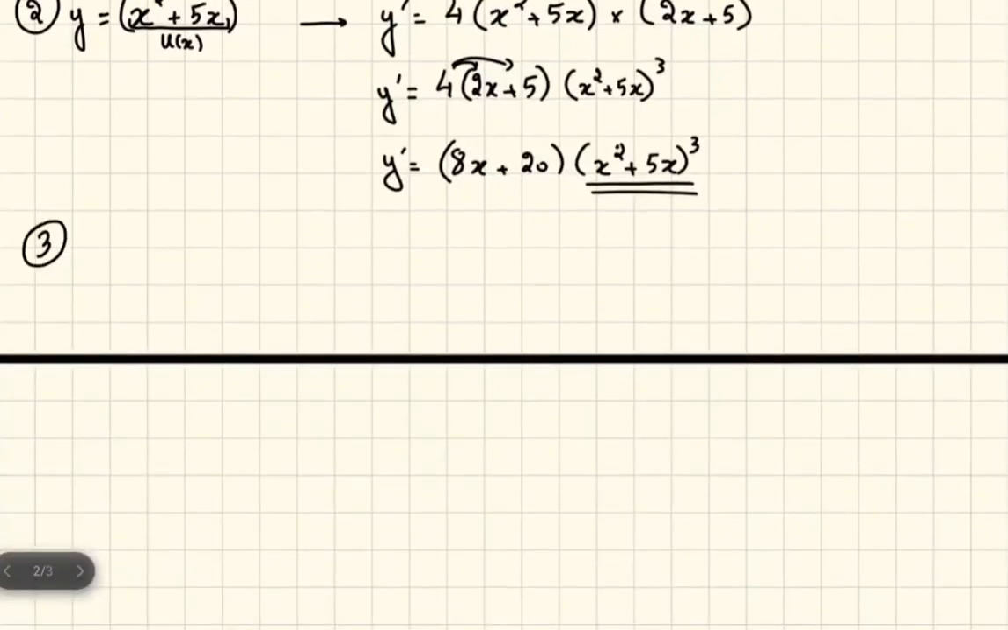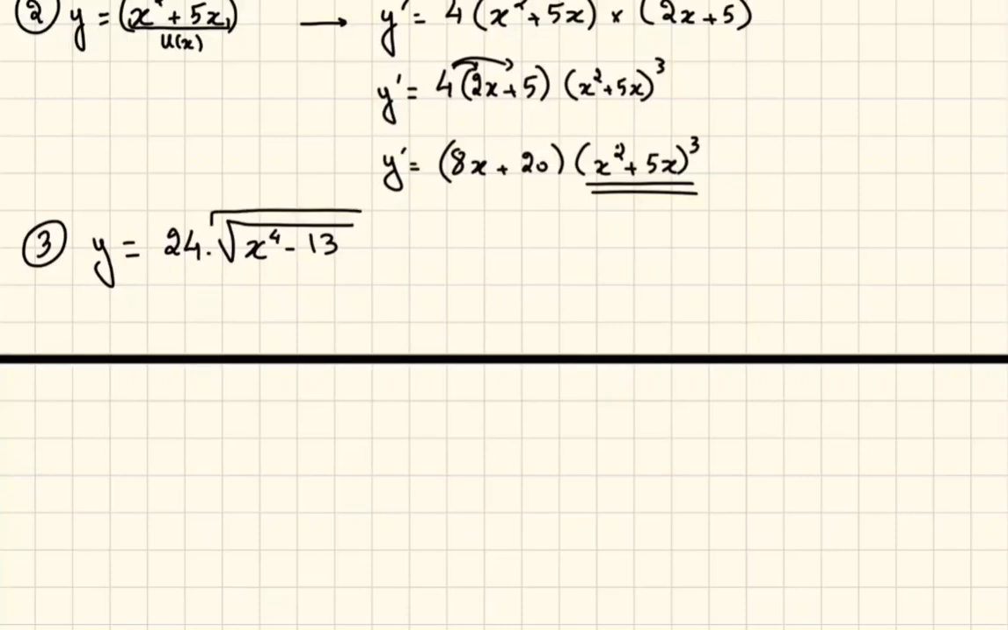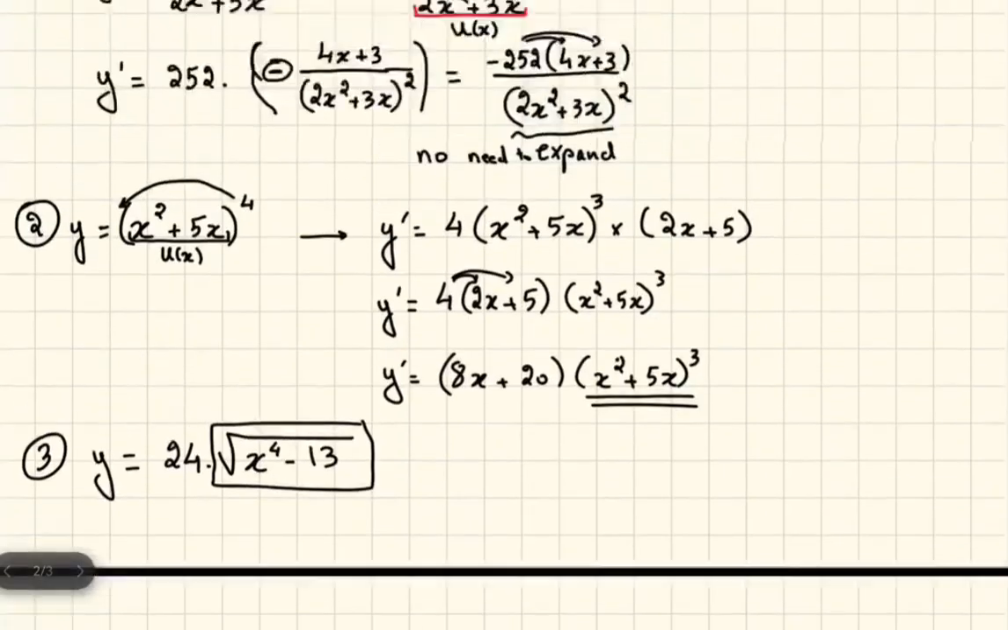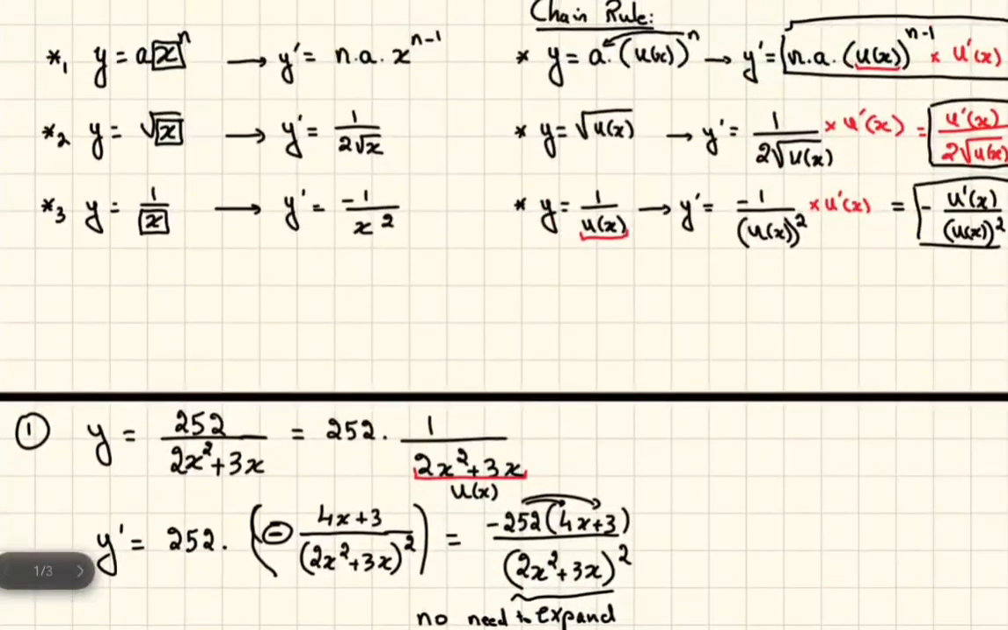3. Let's say we have a question with a radical. So I have 24 radical x exponent 4 minus 13. To solve this question, the 24 is just a number multiplied by a radical of u of x. So I'm doing the second one now. So we're doing something similar to this. Okay. So I have a number multiplied by a radical of u of x.